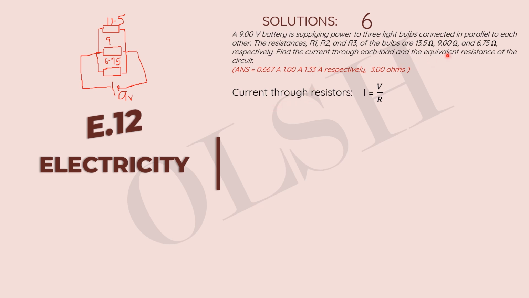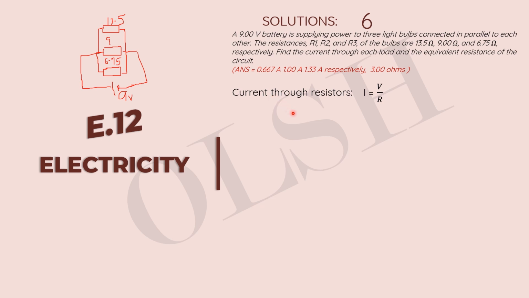The first question says we should find the current through each load. Current flows this way, gets to this junction, and has to split in 3 ways. So we're asked to find how this current splits. Remember, current flows through the path of least resistance. So we expect a higher current to flow through the 6.75 compared to the other 2 resistors, and then 13.5 should have the least flow because it poses the most resistance to the current. That's one way to check if your answer is correct when you're done solving.